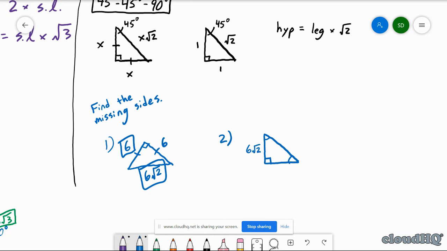So if I say one of the legs is 6 square root of 2, the other leg has to be the same. What does the hypotenuse become? You would have to take the leg times the square root of 2. Square root of 2 times square root of 2 is 2. So we really have 6 times 2, which is 12.